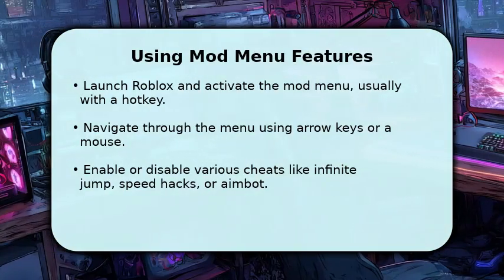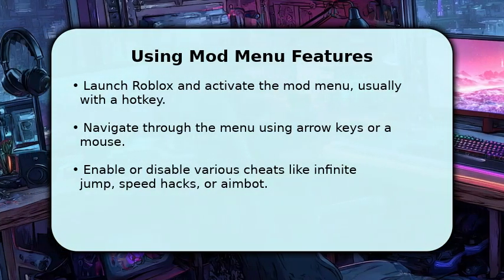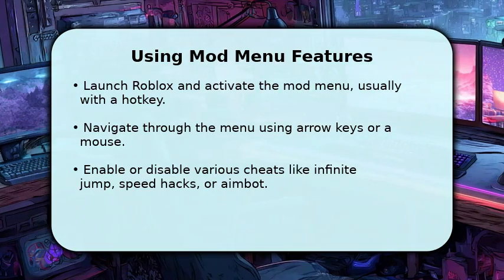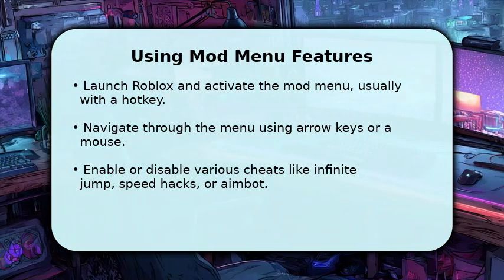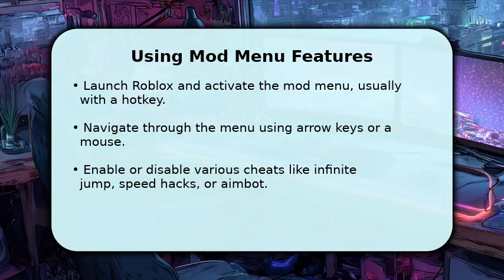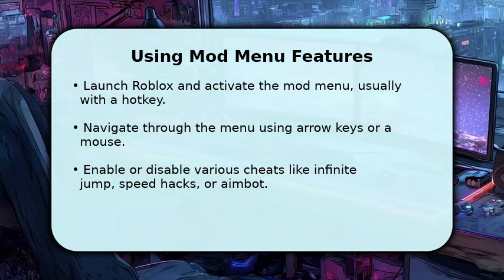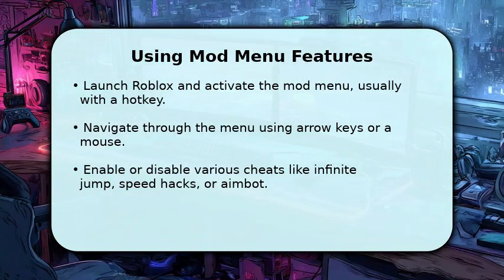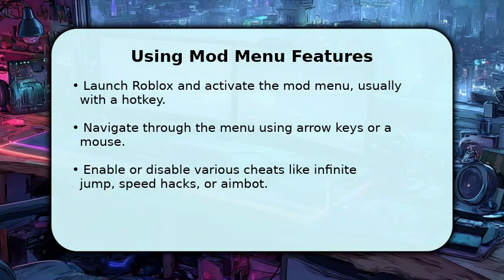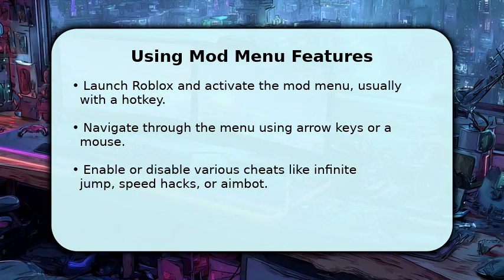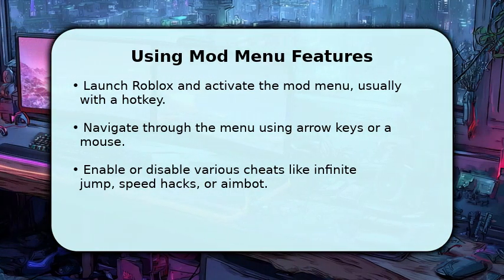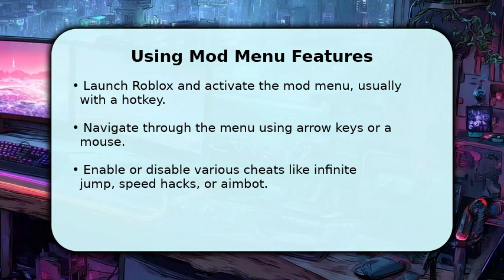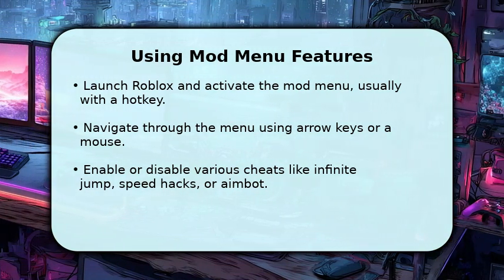Once the mod menu is injected, launch Roblox. You'll typically activate the menu within the game using a specific hotkey, often the insert key or a function key. Navigate through the options using your keyboard's arrow keys or your mouse. You can then enable or disable various features, such as infinite jump, speed hacks, or even an aimbot. Remember to use these features discreetly to minimize the risk of detection and maintain your account's safety.